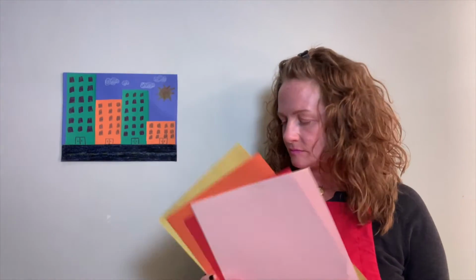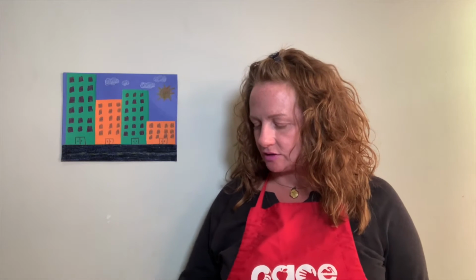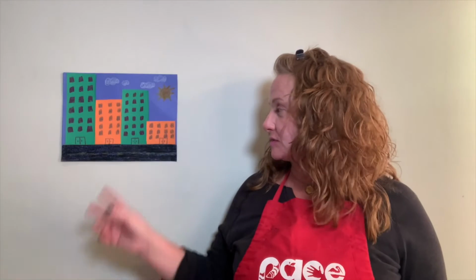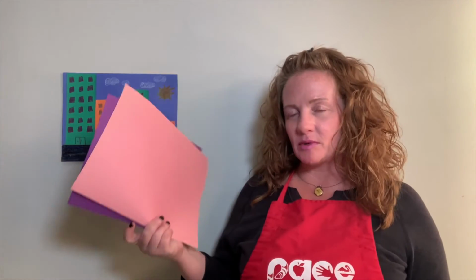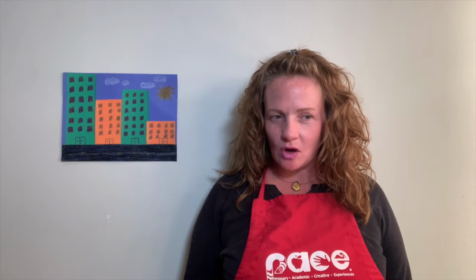Okay? So again, you need 1 sheet for your background sky color and 2 sheets for your buildings. Here I have orange and green, and then I'm going to choose these 2 for my buildings. So go ahead and get your supplies ready while I show you a thing or two about communities.